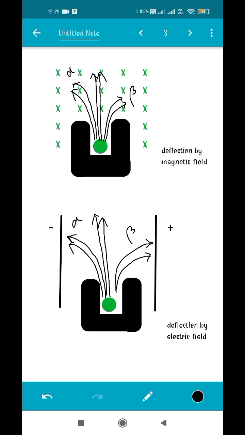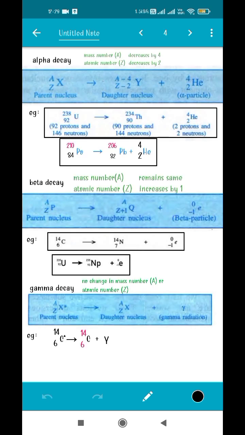Now as you can see, there is a black box outside. This black box is made up of lead. Why lead? Because lead does not allow the radiations to escape, so that we can see this deflection nicely. That's why the radioactive substance has been kept inside a lead box. So we are now going to learn what happens in case of alpha decay, beta decay, and gamma decay.